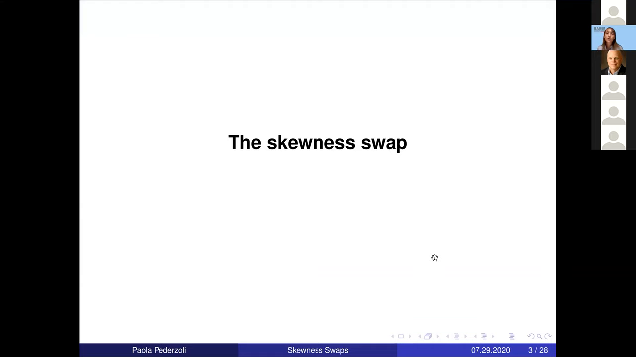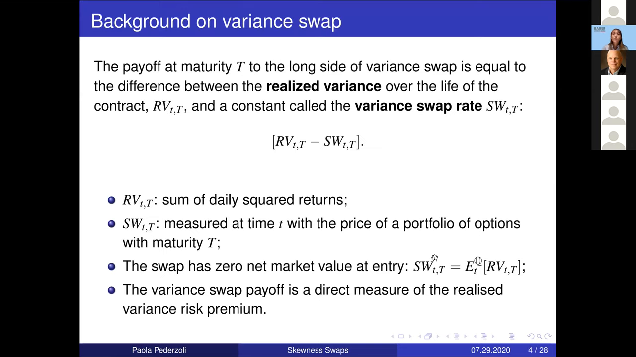So the methodology that I use to study the skewness risk premium in individual stocks is a trading strategy, where an investor can buy directly the skewness of the asset, the skewness swap. In order to better understand how the skewness swap works, it's better to look at the more analyzed and studied analogous variance swap. So what is a variance swap?